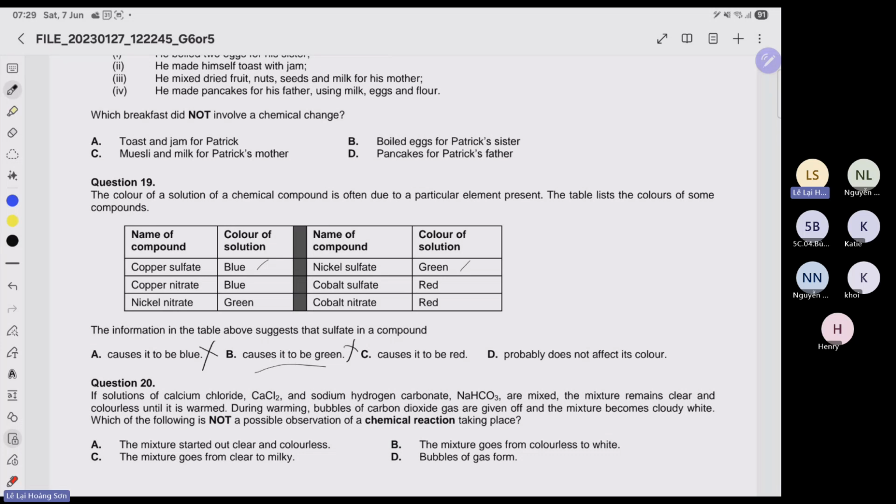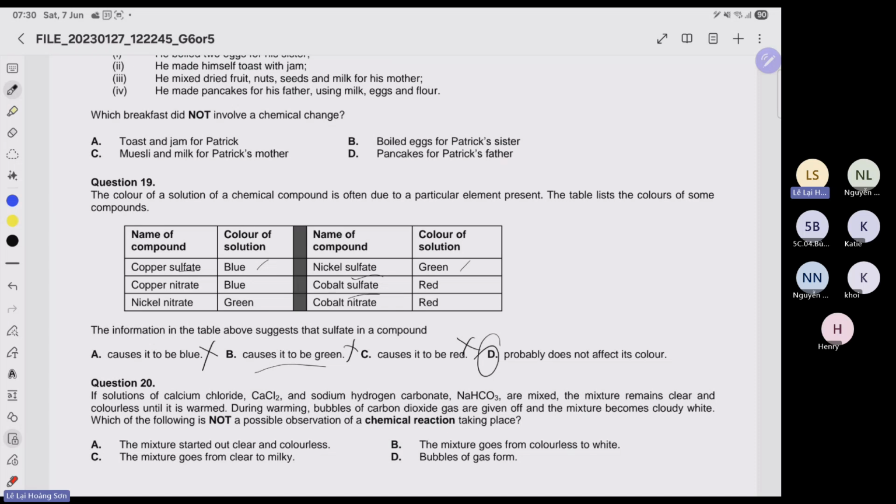Cause it to be red? No, nothing is red. We have nickel sulfate, which is green, and copper sulfate, which is blue. So it will not determine the color, right? Based on the information, if sulfate controls the color of the compound, then copper sulfate and nickel sulfate must be the same color. But in this case, you see that they all have sulfate, but they have different colors. So probably the thing that controls color is not sulfate. That's question 19.